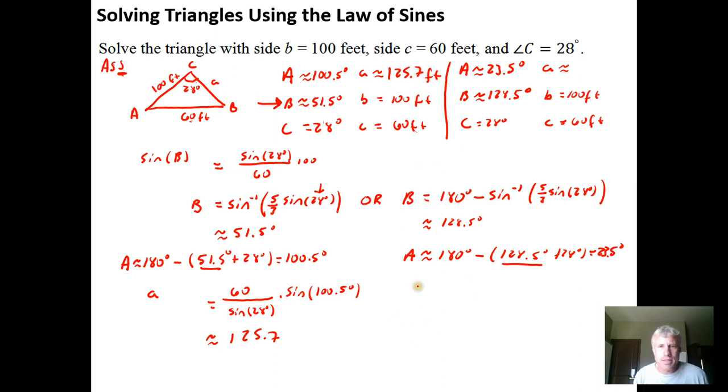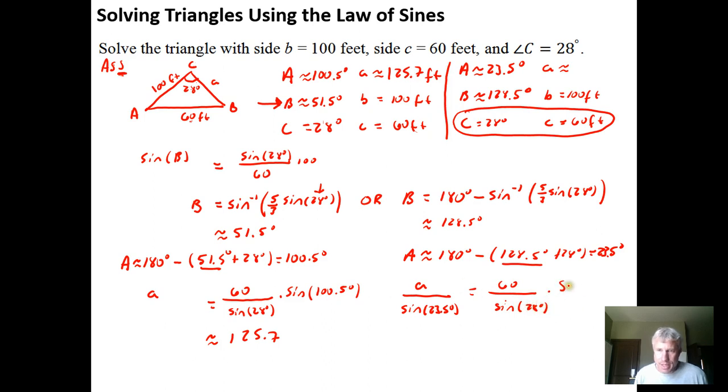And then we need to do the same thing, same song and dance here. We're going to go A over the sine of the 23.5 degrees equals, we're going to use the unapproximated information, so equals 60 over the sine of 28 degrees. And then we'll multiply both sides by the sine of 23.5 degrees, which will cancel this, leaving us with A. And then the calculator approximation is going to be 60 sine 23.5, divided by sine of 28, and that's going to give us 60.0 as our approximation, 60.0 feet.